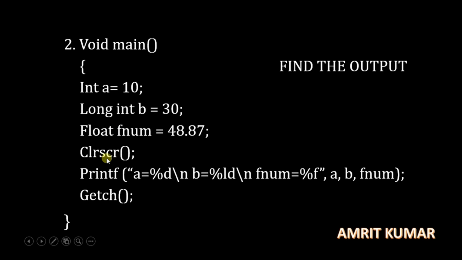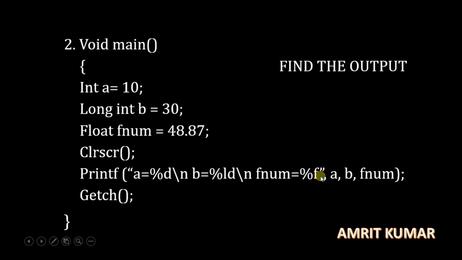Now after that, I use the clrscr function. This function is used to clear the screen. What we have studied here is that the function's job is to clear the screen. And after that, I have used the printf function, which is used to display a message on the screen, and whatever the message is should be in double quotes.